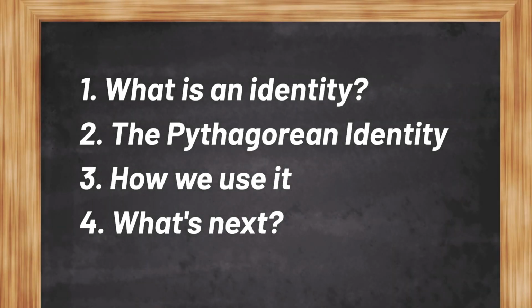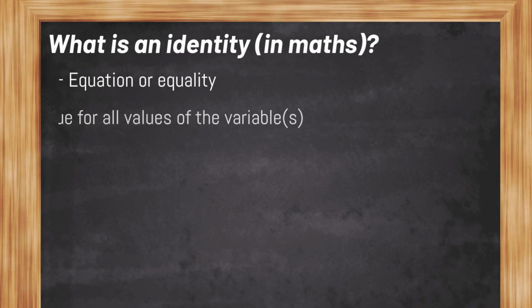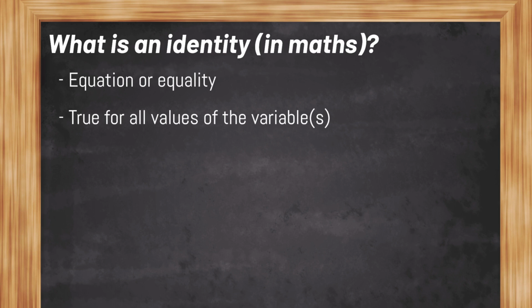Hey everyone! By the end of this video, we hope to have given you a good understanding of the Pythagorean identity and how to use it. Alright, let's dive in. What is an identity in maths? Well, it's basically an equation that is always true for all values of the variables. You've probably dealt with some already.